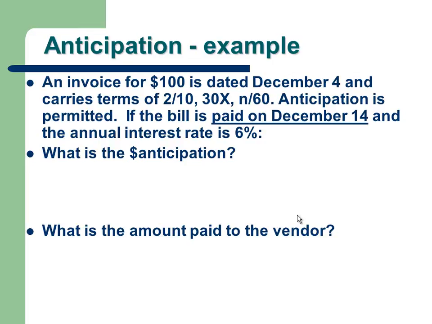All right, so let's try to understand the formulas and how to actually apply this anticipation by using this example. Let's say you have an invoice for $100, and the invoice is dated December 4th, and the invoice carries the terms of 2/10 30x and /60, so it's extra dating. Anticipation is permitted, and the invoice is paid on December 14th, and the annual interest rate on which the anticipation is calculated is 6%.